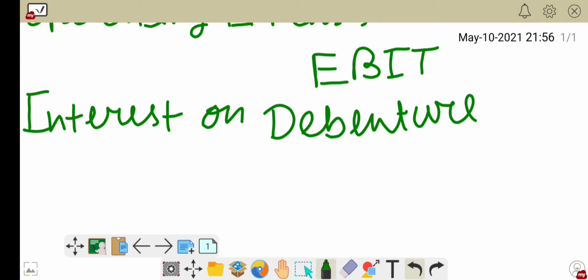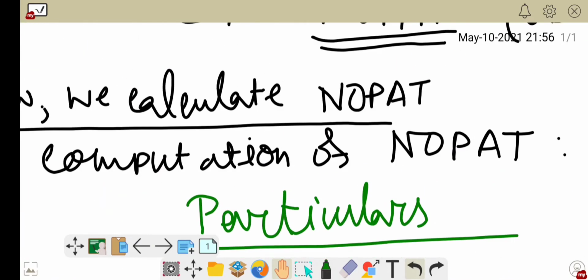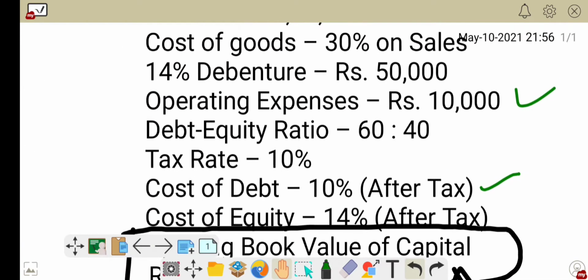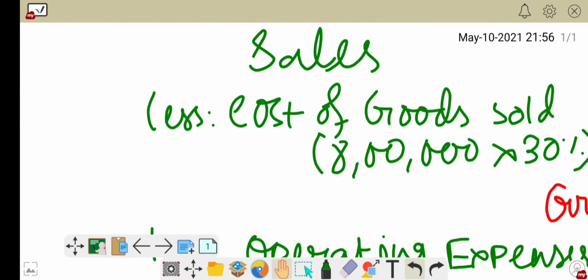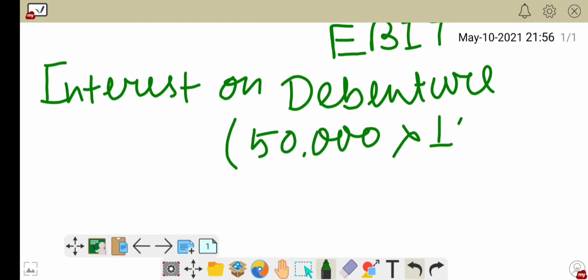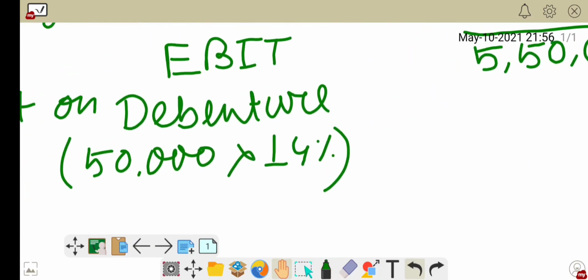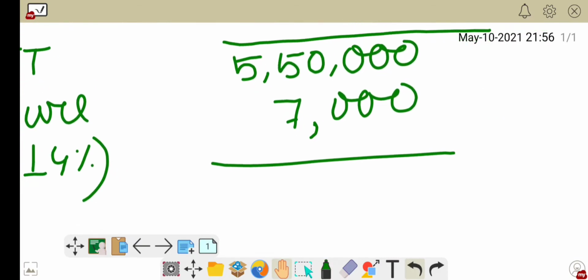So interest on debenture is 14%. It's given in our question that the 14% debenture is valued at 50,000. So it will be calculated like that: 50,000 into 14%, that is 7,000. So 7,000 is the value of interest on borrowed capital. From 5,50,000 we will deduct 7,000, so that will be 5,43,000.